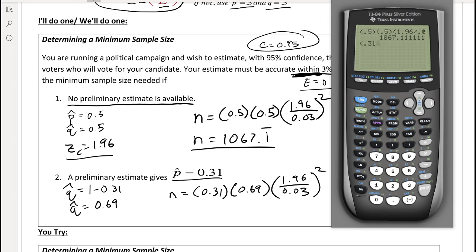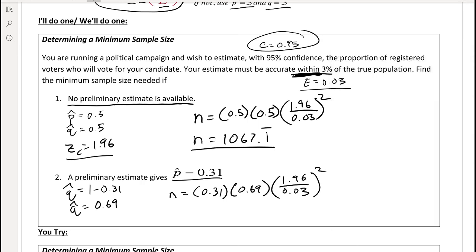We just plug this into the calculator again. 0.31 times 0.69 times 1.96 divided by 0.03, and we go ahead and square that. And that tells us that our sample size needs to be 913.02, and that's what our minimum sample size needs to be in order for us to have a 95% confidence interval within 3%. All right, so that's pretty much it.